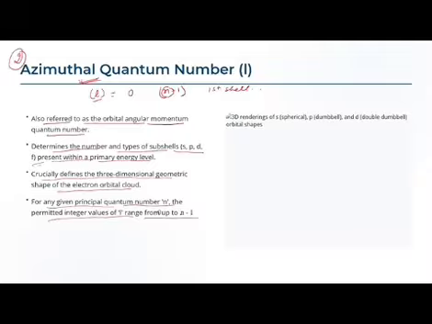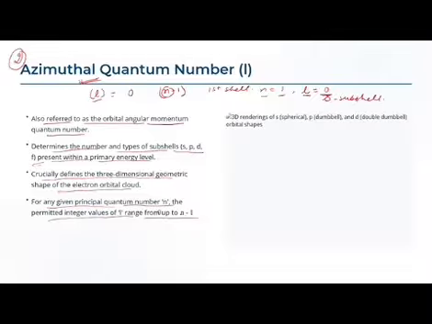In first shell, n is equal to 1. Now we will calculate the value of L, that will be 0 to n minus 1. Here n is 1, 1 minus 1 is 0. It means L has only one value, that is 0. The values of L indicate in which subshell the electron is present. So in first shell, where n equals 1, only one subshell is there, which is referred to as S subshell.